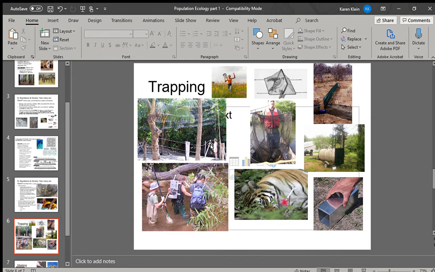Now, back up a bit. With all of these traps, of course, the intention is not to kill the animal and to do as little harm as possible, physical harm and psychological harm. Obviously there's going to be a little bit of stress involved, but you do want to be sure that the animals are not injured in any way. And that being said, you aren't injured in any way either.